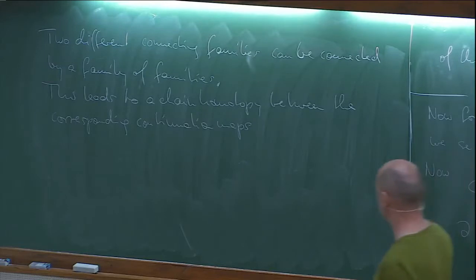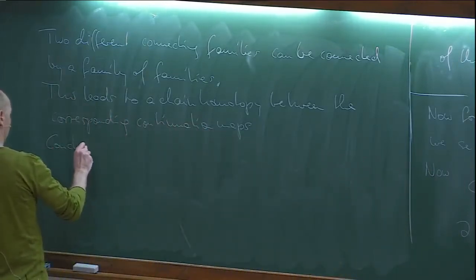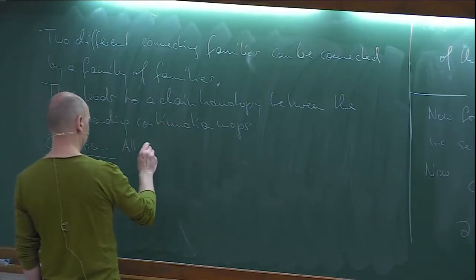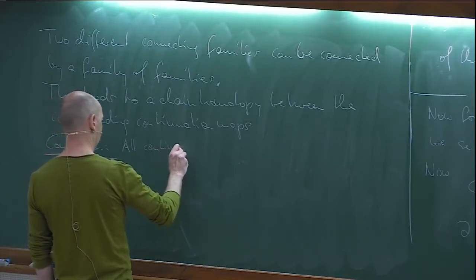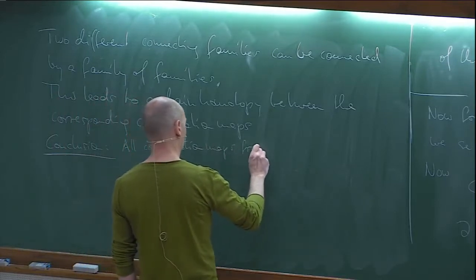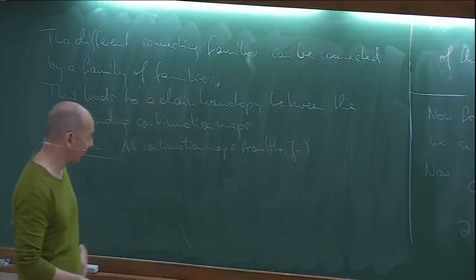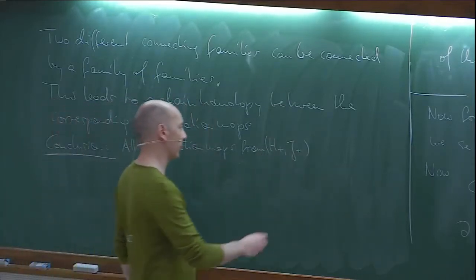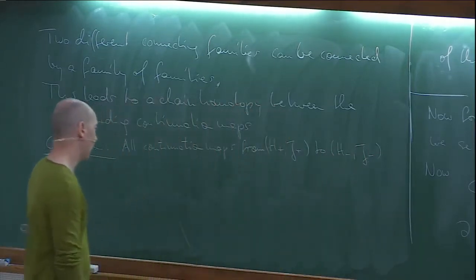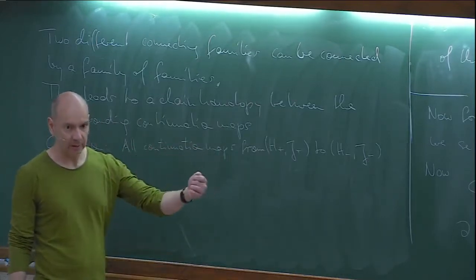All right, so this leads to a chain homotopy of the corresponding continuation map. So, conclusion: if I have two fixed pairs, H plus J plus and H minus J minus, then all possible continuation maps always give the same map on homology.